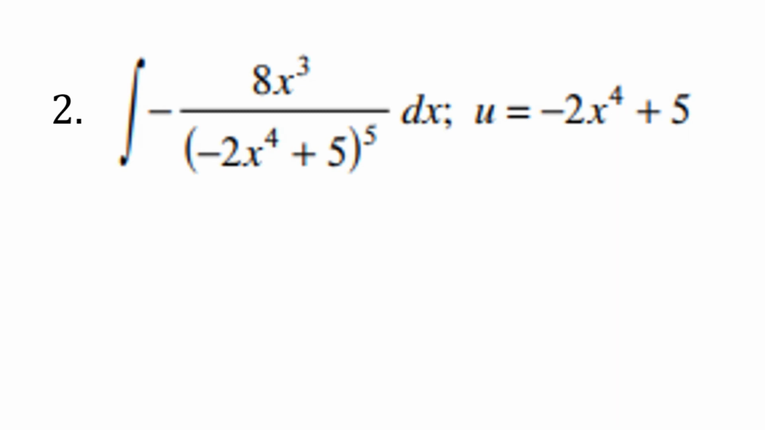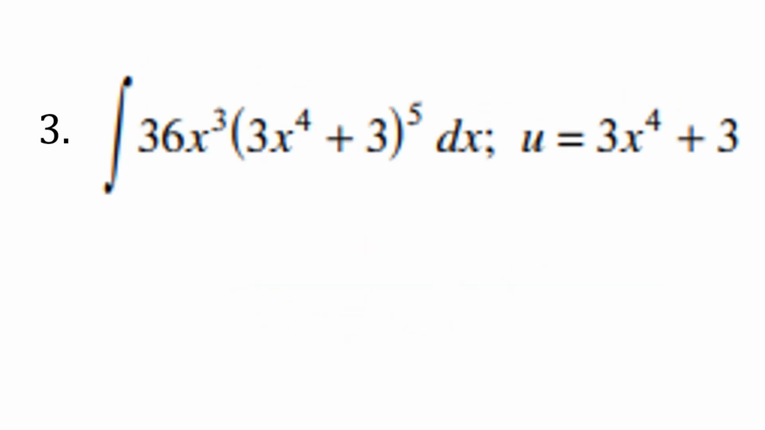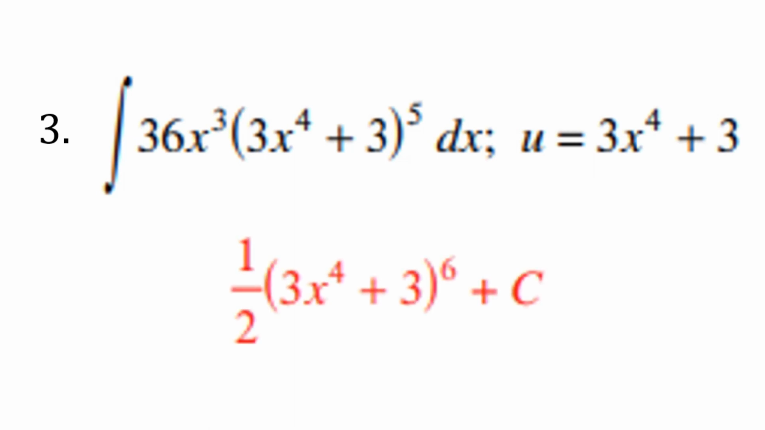Number 2, the integral of negative 8x cubed over (negative 2x to the 4 plus 5) raised to 5 dx. Our u here will be negative 2x to the 4 plus 5. So in this case, I advise you to write this term in the numerator. So the 5 here will be negative 5. And then for number 3, the integral of 36x cubed times (3x to the 4 plus 3) raised to 5 dx. u is 3x to the 4 plus 3. This is our answer.